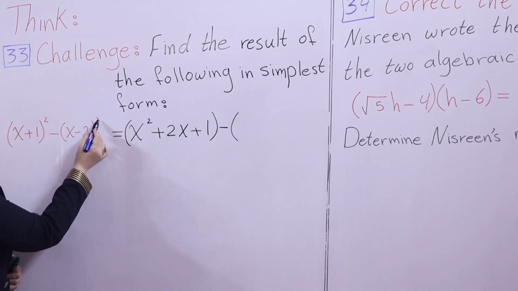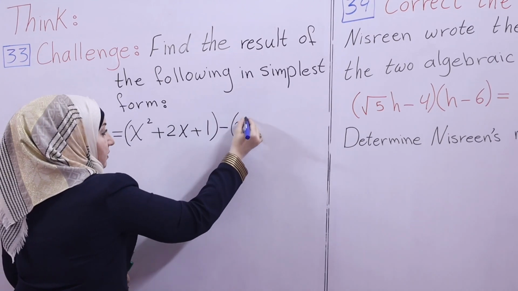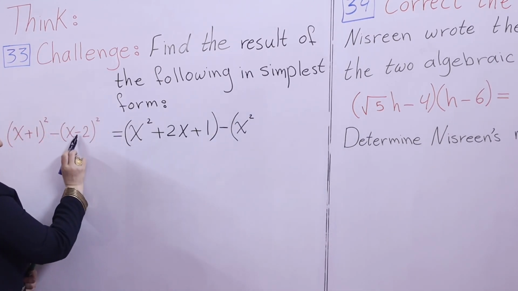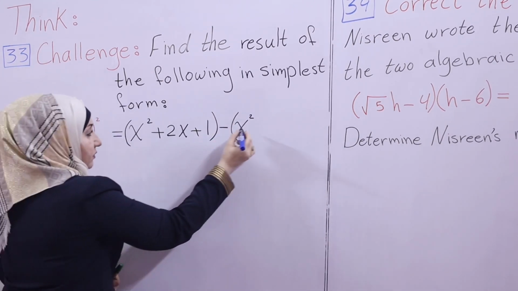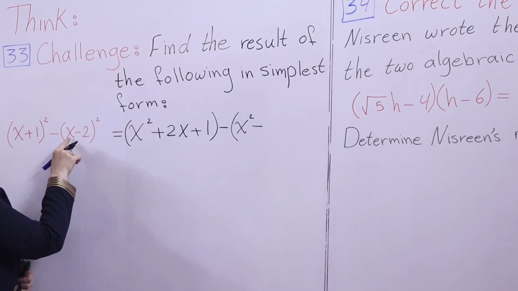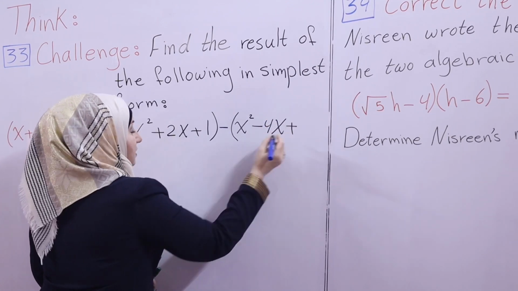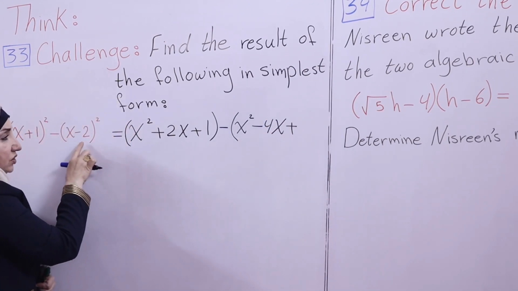here also we have a perfect square. Square of the first term, the sign of the first term multiplied by the sign of the second term, which is negative. 2 times the first term times the second term: 2 multiplied by x, 2x, multiplied by 2, 4x, plus the square of the second term, which equals 4.